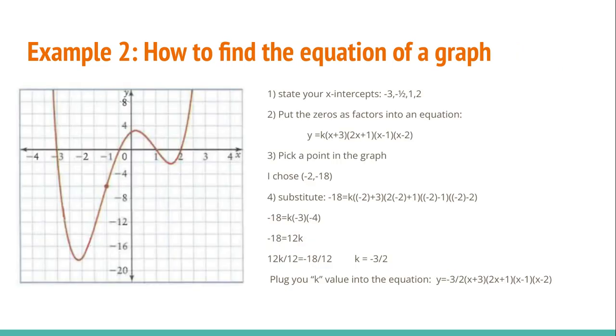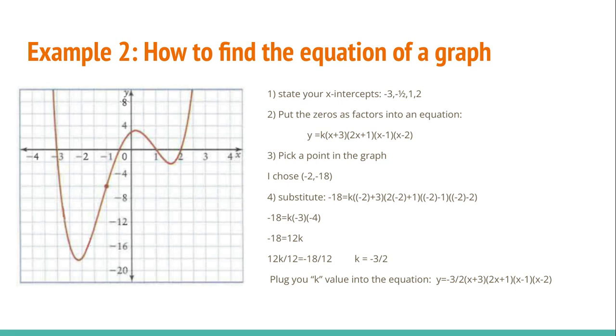How do we find the equation when we're given a graph? Our first step is stating our x-intercepts, which in this case are negative 3, negative 1 over 2, 1, and 2. Then our second step is putting the zeros as factors into the equation, which I put as y equals k (x plus 3)(2x plus 1)(x minus 1)(x minus 2). Our third step is to pick a point on the graph. I chose negative 2 and negative 18.